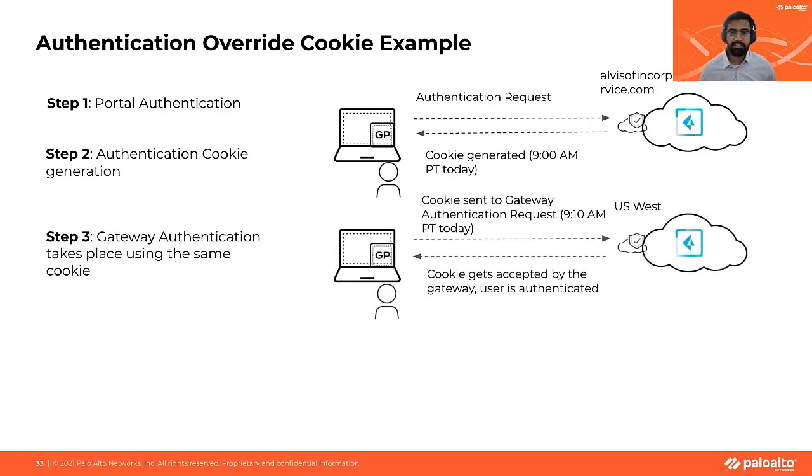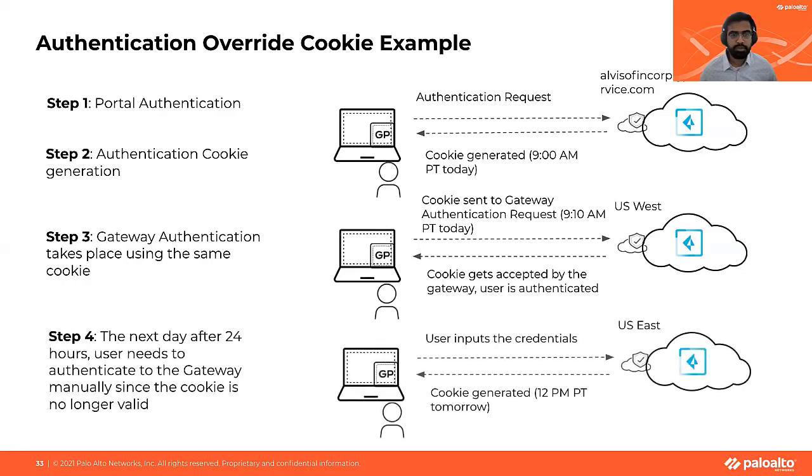So let's say that it's 10 minutes past 9 a.m. and the user manually selects a gateway, for example, US West, for which the previous cookie that was generated is used. This cookie gets accepted because the gateway only accepts a cookie with lifetime of less than 24 hours, and it has only been 10 minutes since the previous cookie was generated. If the user chooses to authenticate against any gateways within the 24-hour time period, then the user will not be required to input the credentials manually.